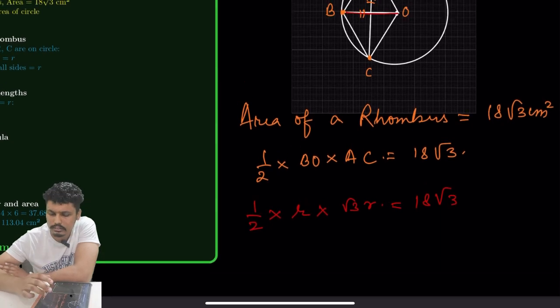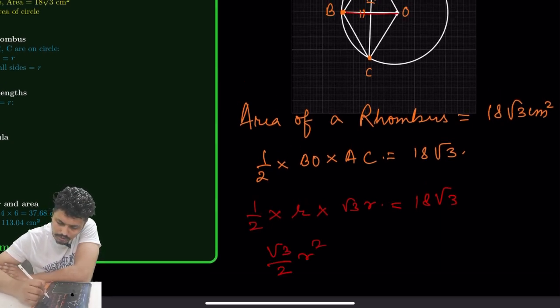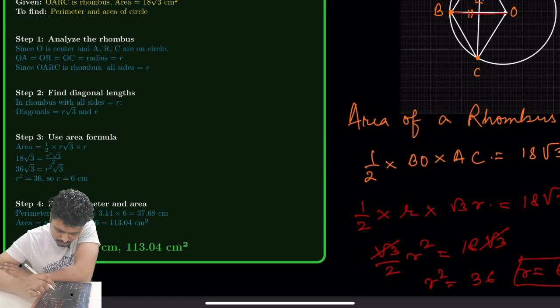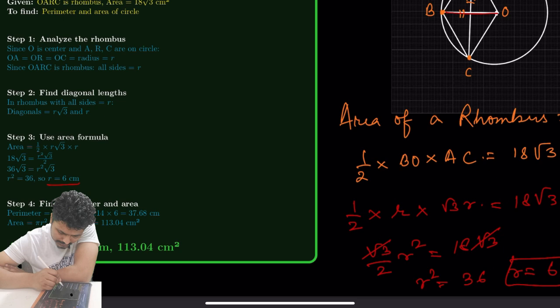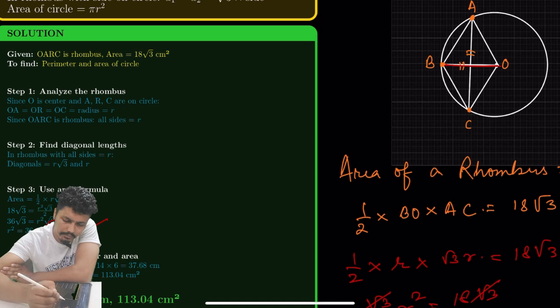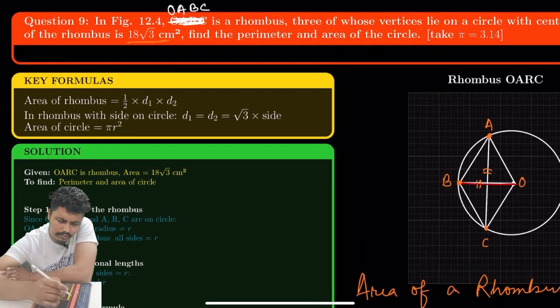Or I can write root 3 by 2 R square is equal to 18 root 3. Root 3 cancels. So R square is equal to 18 into 2, which is 36. R will be equal to 6. Got it? R is 6 centimeter. Now I got R to be 6 centimeter, so the radius BO is 6 centimeter. Now I can find whatever I want.